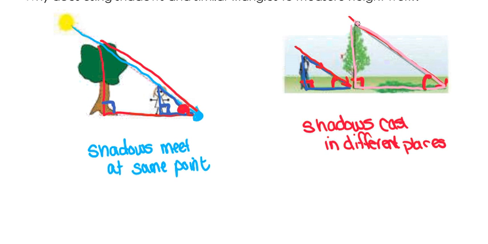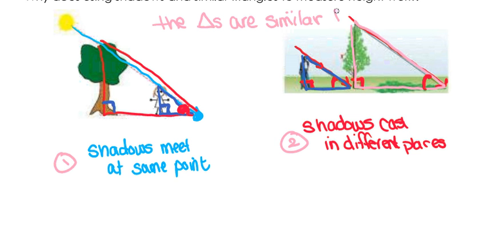So regardless of the scenario, whether the shadows meet at the same point, which is scenario 1, or the shadows are cast in different places, scenario 2, in either situation, the triangles are always similar by angle-angle similarity. And of course, once the triangles are similar by angle-angle similarity, we know that the lengths of the sides are proportional.